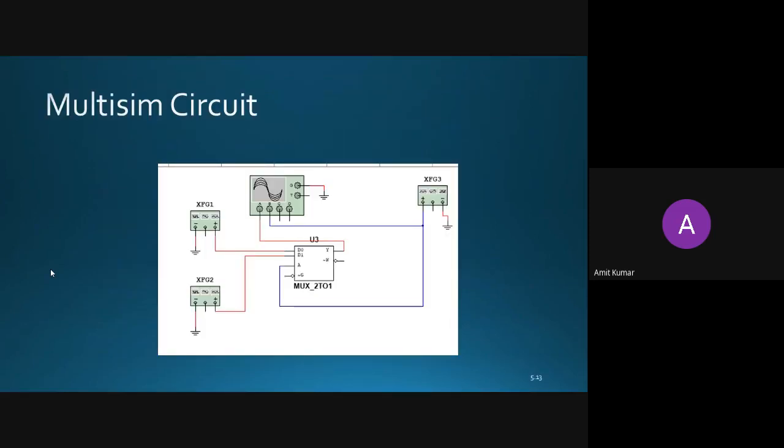So now we go to the Multisim circuits, for today's experiment. First, we come up with a solution that we need two frequencies. So we have two signals at different time stamps, so we can go for the multiplexer. If you use a multiplexer, what will happen?